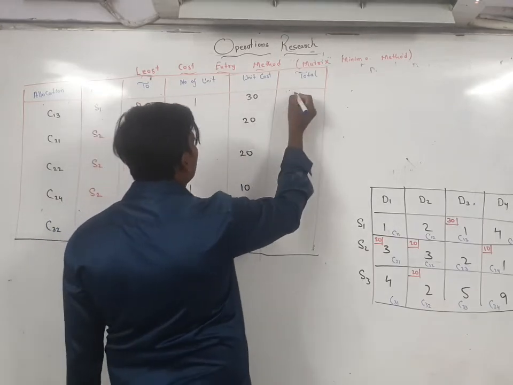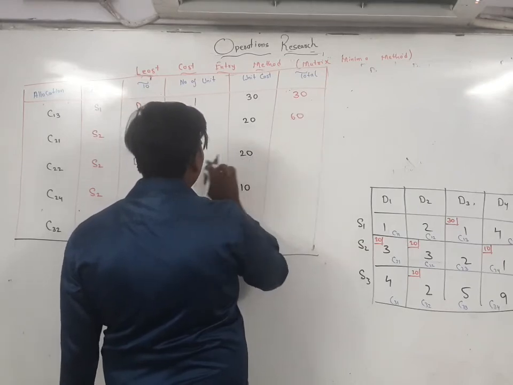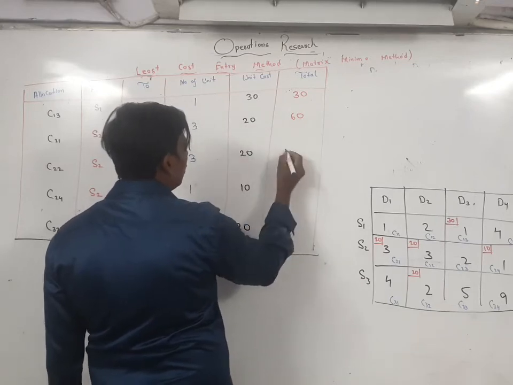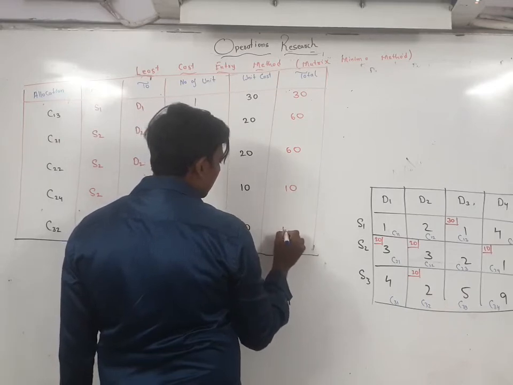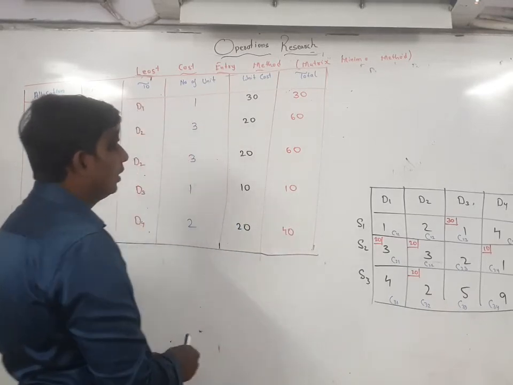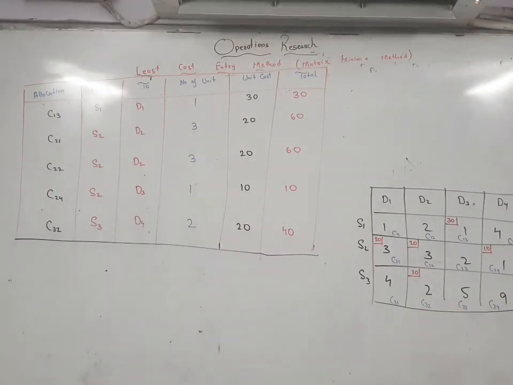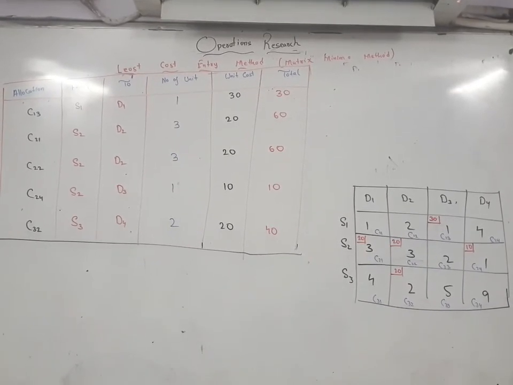1 into 30, how much is there? 30. This is how much? 60. This is how much? If you add this one, 3 2s are 6, here also 3 2s are 6, and 10, and 40. Okay? Like this you got. First one is 30, next one is 60, next one is 60, next one is 10, next one is 40. Like this you got the allocations.